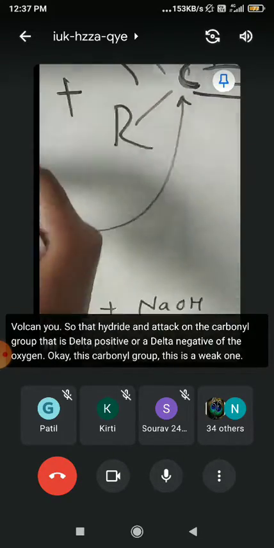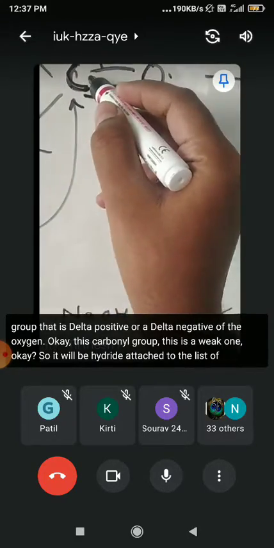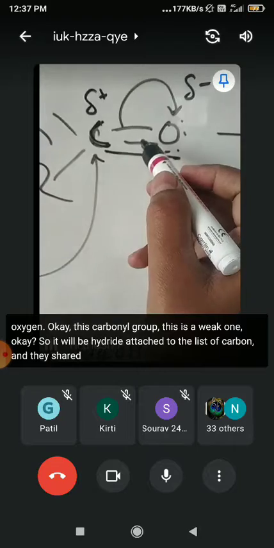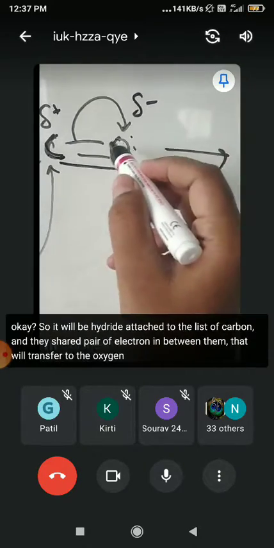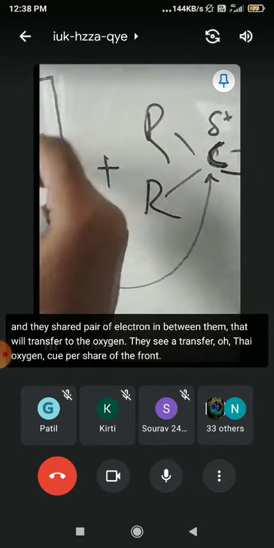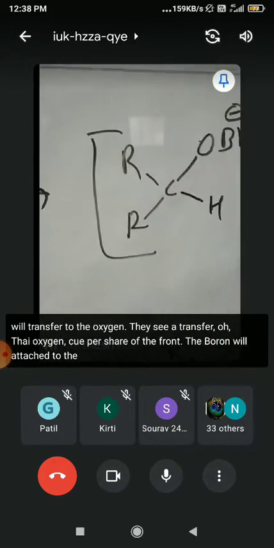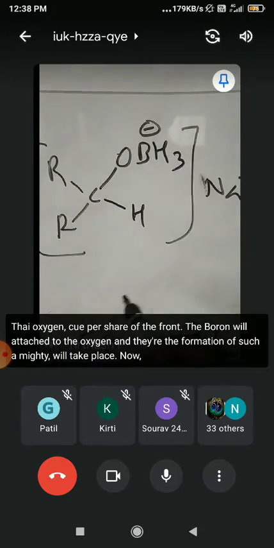So the hydride attaches to this carbon, and the shared pair of electrons between them will transfer to the oxygen. As soon as the shared pair of electrons transfers onto the oxygen, the boron will attach to the oxygen, and the formation of such a moiety will take place. This is one of the moieties.